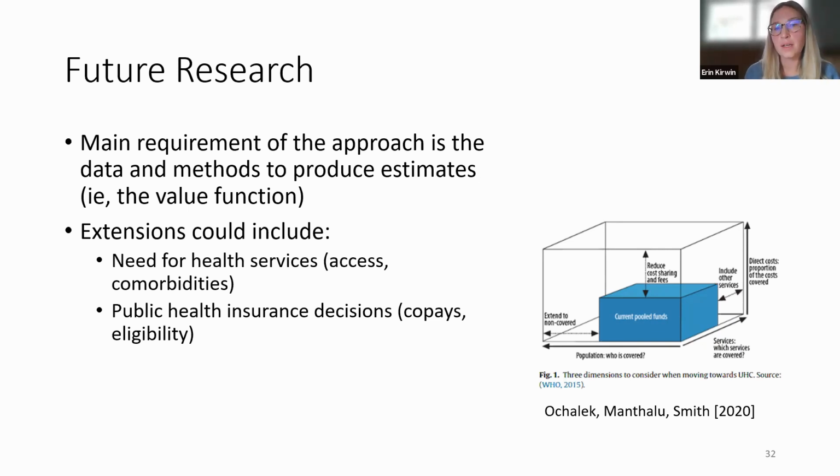And then we can also think about different aspects of care provision, like coverage, eligibility, and copays. And this has actually been suggested by Jessica Ochalek and colleagues in their own constrained optimization paper. So you can see what they're optimizing across in this diagram.